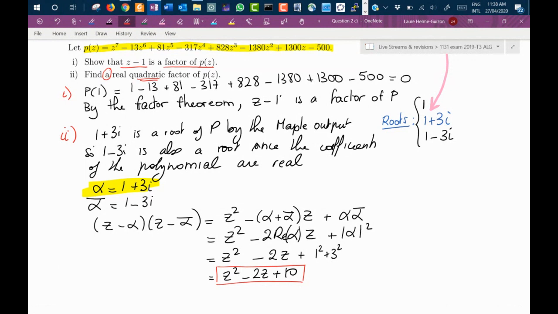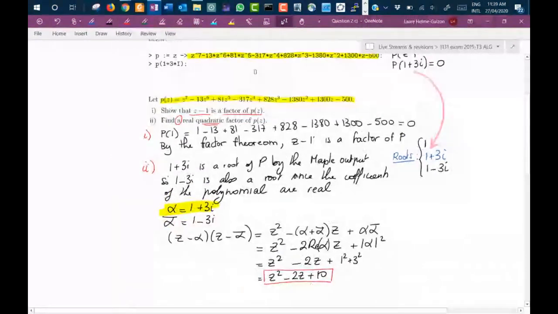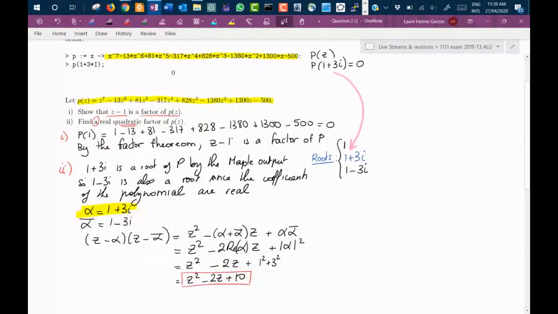So the idea is they give you one root, and you have to know that if it's a real coefficient, then using a root and its conjugate, it's possible to build a real quadratic factor. So see, this one is not very different from the other example you had in past paper. I think the new thing with the new format in 2019 is that Maple is actually giving you the root. I would argue it's easier. You don't have to agree with that, but I think it's fewer calculations.